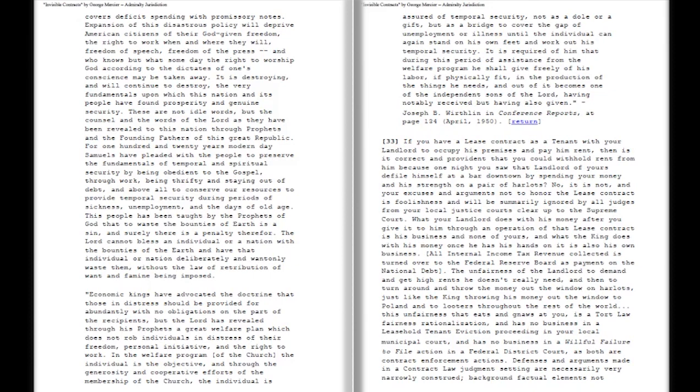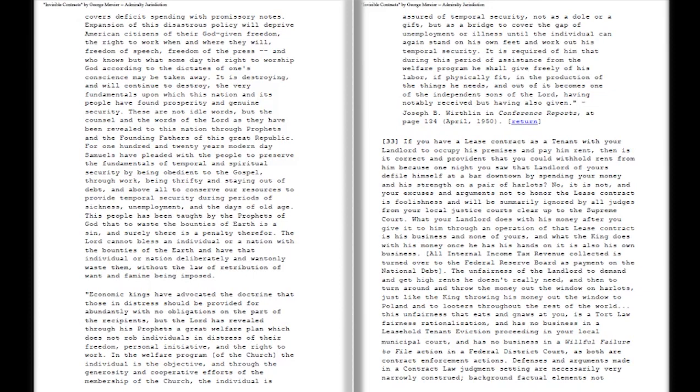It is required of him that during this period of assistance from the welfare program he shall give freely of his labor, if physically fit, in the production of the things he needs, and out of it becomes one of the independent sons of the Lord, having not only received but having also given. Joseph B. Wirthlin, in Conference Reports, page 134, April 1950.